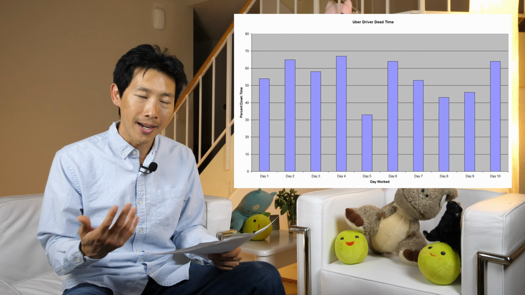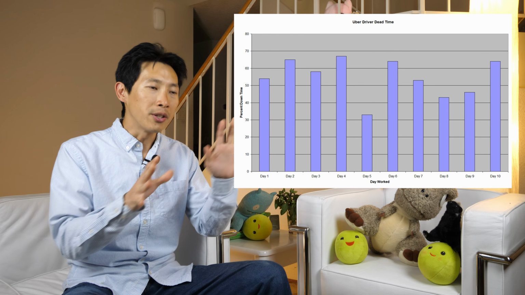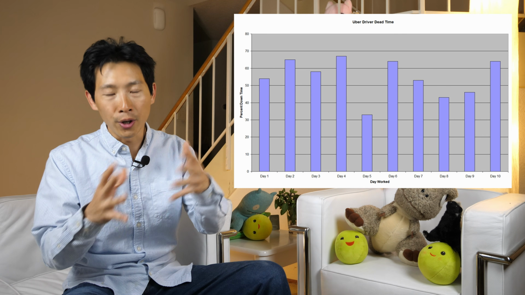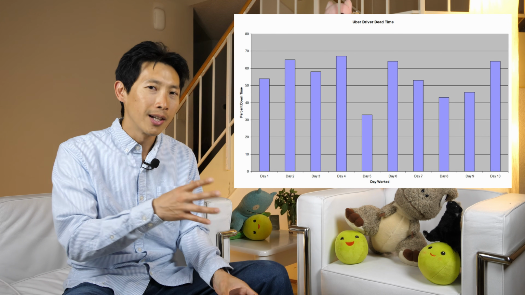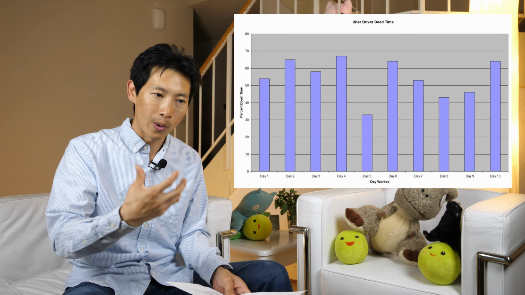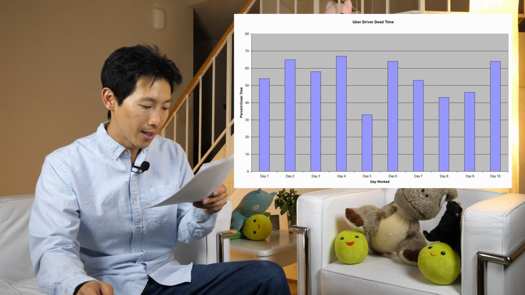And it goes up and down because I was trying to change my strategy, and I'm like, okay, let me do this and then let me see if I earn more. Sometimes I purposely do something wrong, if this makes sense, because I want to find out what would happen if I do something wrong, right? Day one, I have 54% dead time.